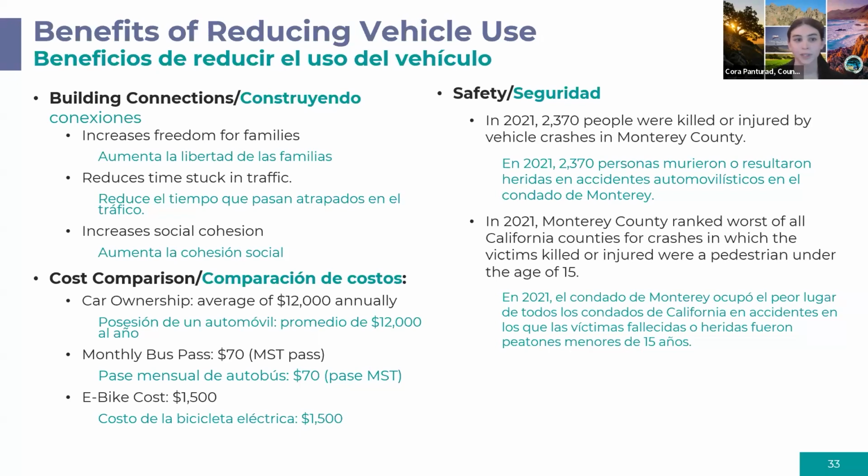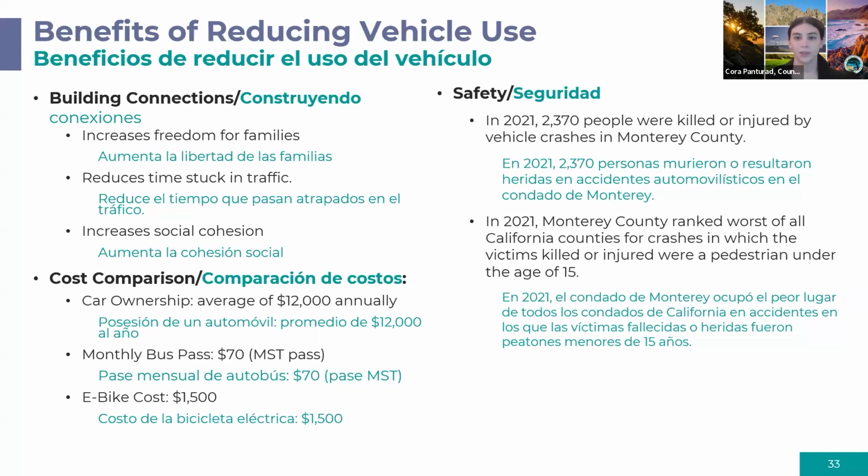The other benefit is cost savings. Car ownership often costs an average of $12,000 annually. And this is really expensive when you look at other options that are available to us, like a monthly bus pass that costs $70 or an e-bike that costs $1,500 once.